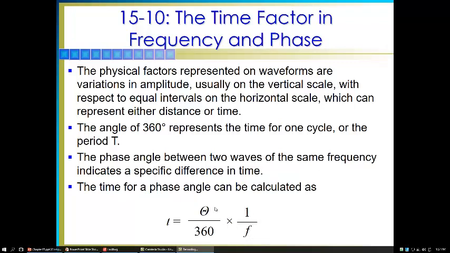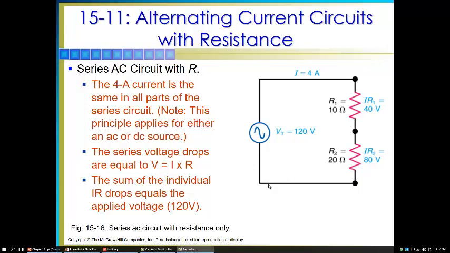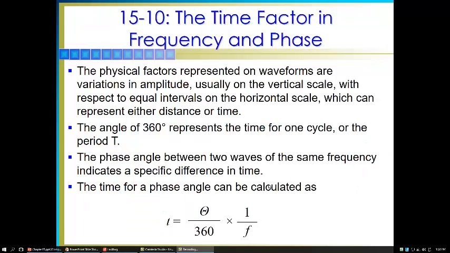So basically, in the event of a 90 degree angle, it will be 90 divided by 360, and that would be 1/4. So the time factor of this phase angle will be 1/4 of the total period. So 1/4 times the period, and that will give you the time factor.